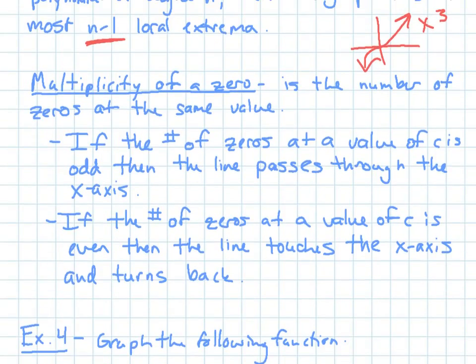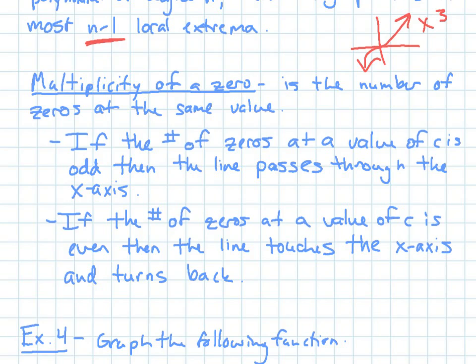Okay? Now, we talked about this in the last video, it's multiplicity of a zero. So this just means that you have a number of zeros at the same value. If you have a number of zeros at a value c, and it is odd, so like 3 of them, or 5 of them, or 7 of them, then that means the line passes through the x-axis, but it also starts to become flatter as it gets closer to your x-axis as it approaches. So it comes in steep, and then it becomes more of a line, and then it shoots back up after it crosses.